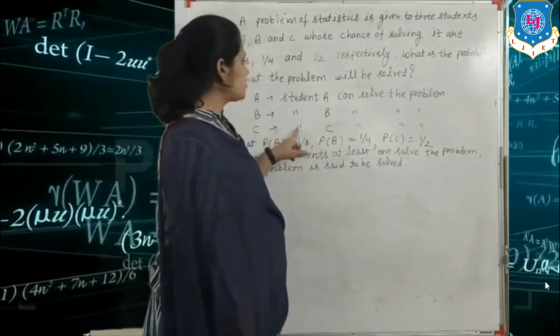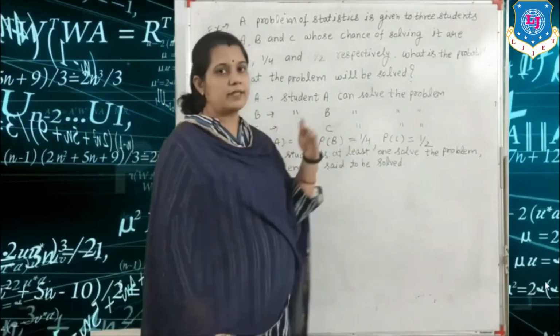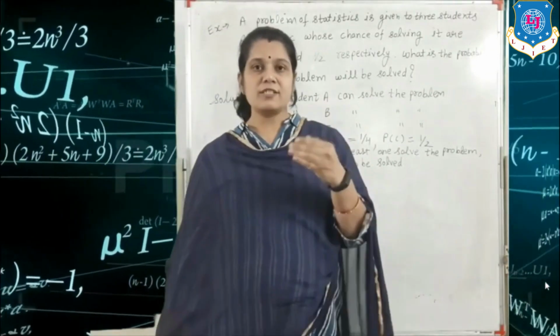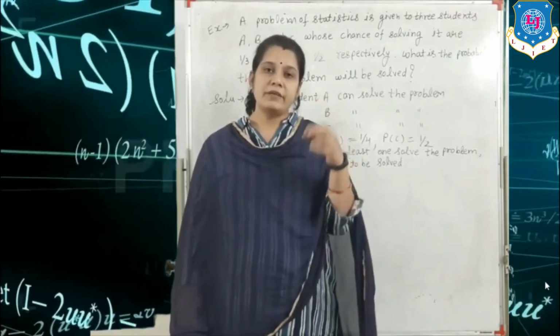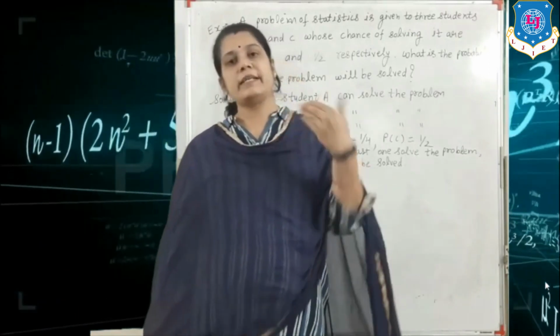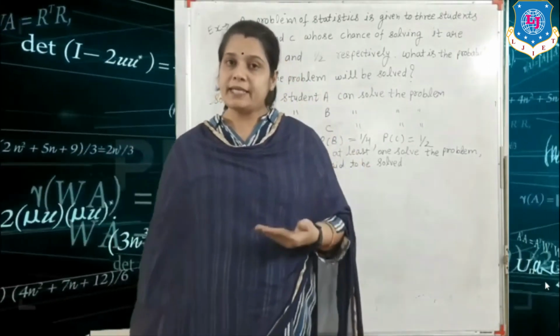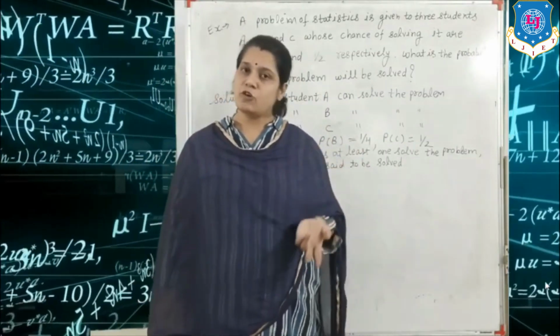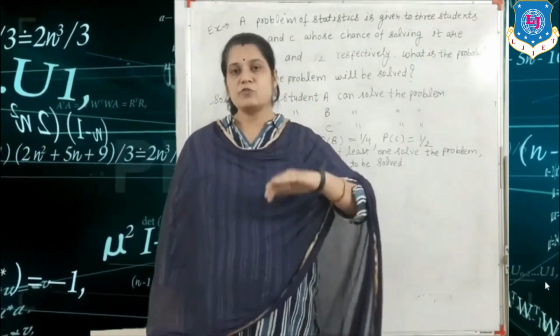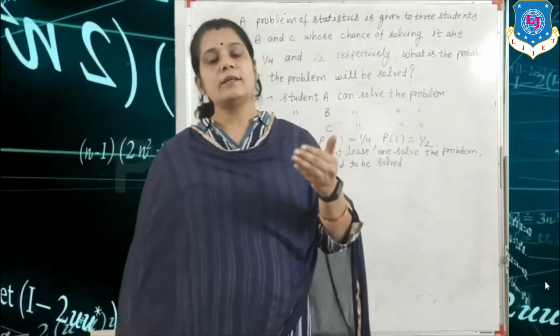And C, student C can solve the problem. Means first we define some events. A: student A can solve the problem. B: student B can solve the problem, and C: student C can solve the problem.